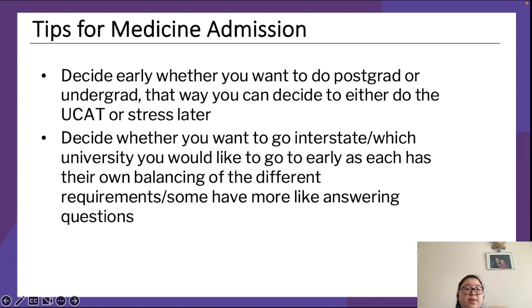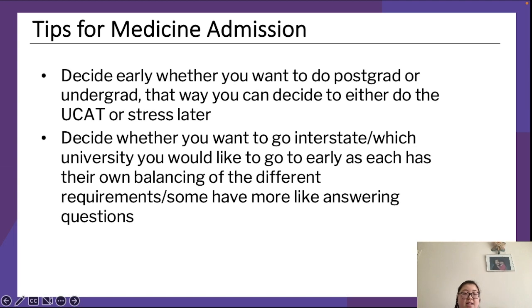So, tips for medical admission: you want to decide early whether you want to do postgrad or undergrad, so that you can decide whether to do the UCAT or GAMSAT later. The UCAT is also a big responsibility, especially during VCE where you're doing a lot of study, so you want to decide early which route you're going to go through. Another thing, whether you're undergrad or postgrad, is that you have to decide whether you want to go interstate or international, because those might have different requirements, like the answering of questions that I talked about before. And you want to be careful about not missing any deadlines, because often if you miss a deadline, you have to wait another year.